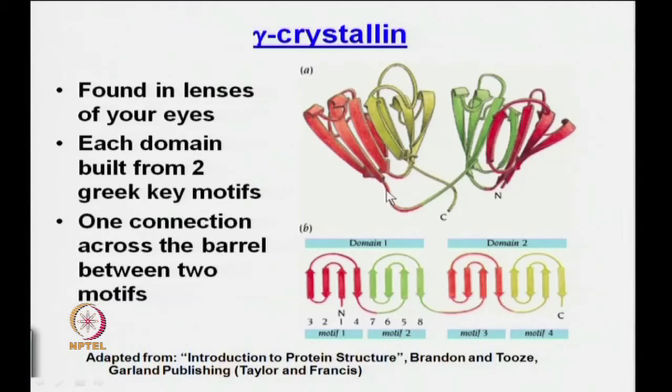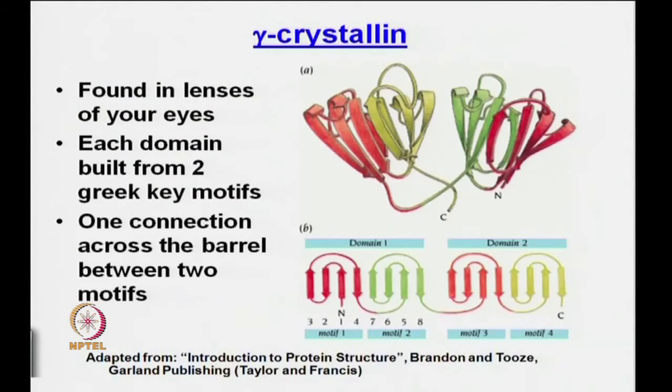So, there is one connection, because if you have these 2 motifs, you have to have one connection which connects these 2 motifs. So, you can see there is a connection from here to here. So, this is one Greek key motif, this is another Greek key motif, and you can see this is the connection. So, this is domain 1, this is domain 2, the right hand side is domain 2. Again, this is the topology diagram. Let us see what I have in the next slide.